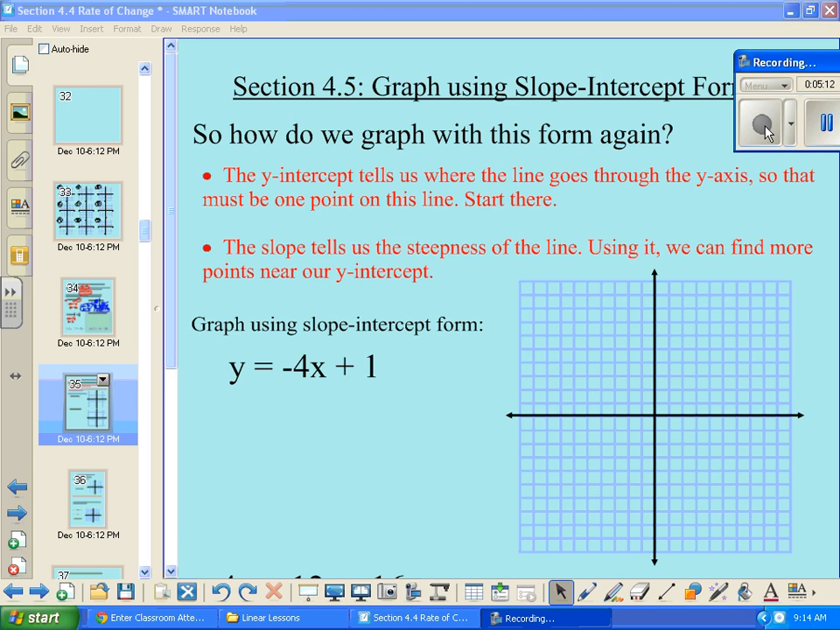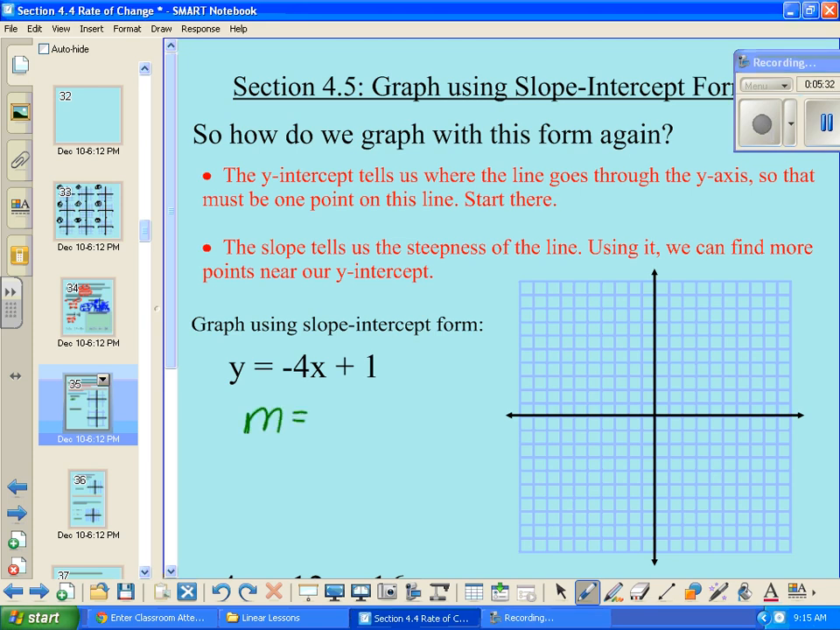What do we do with these two pieces of information? Well, the y-intercept tells us where to start, it's like a starting point. The y-intercept tells us where the line goes through the y-axis, so that has to be one point on this particular line. I'll demonstrate with this example: y equals negative 4x plus 1. It's in slope-intercept form, so I can pick out the slope, which is negative 4, and the y-intercept, which is 1.